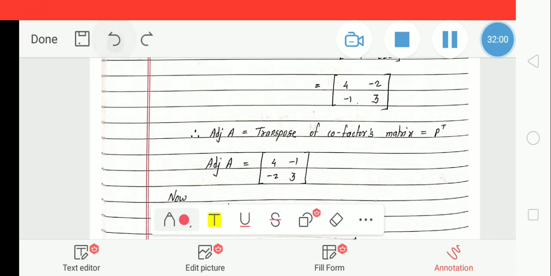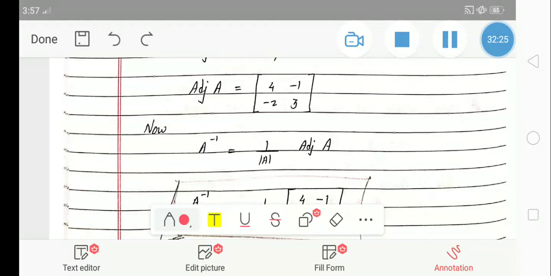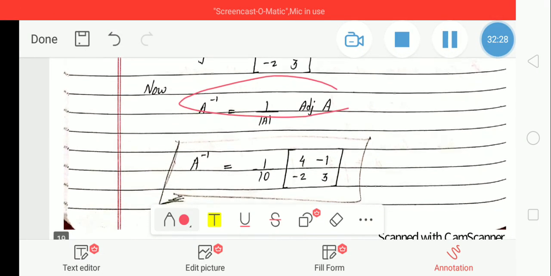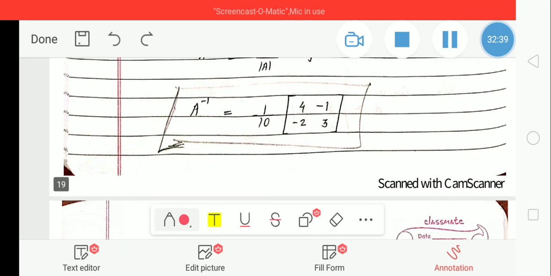So if we take the transpose of this matrix, we will get the adjoint matrix, interchanging rows and columns. So the adjoint of A is equal to [4 -1; -2 3]. A inverse is equal to 1 upon mod of A times the adjoint of A. Now we put this adjoint of A in this formula. So A inverse is equal to 1 upon mod of A, whose value is 10, times the adjoint of A, which is this matrix. So A inverse is this.